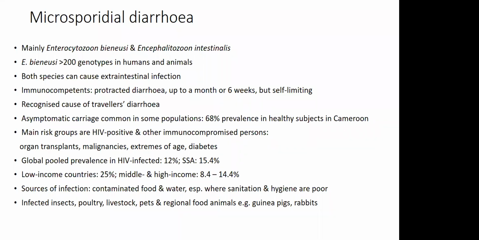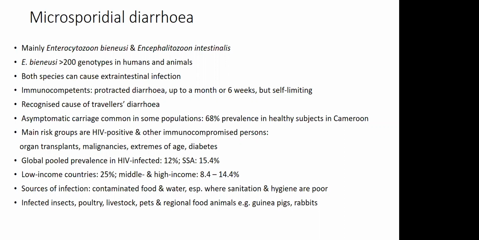Now, if you look at asymptomatic carriage, in some populations, in fact, it's remarkably high. A study from Cameroon showed that 68% of healthy volunteers in that country had carried microsporidia. But leaving aside the immunocompetent, the main risk group for microsporidial diarrhea are the HIV positives and other immunocompromised people, those with the usual organ transplants, hematological malignancies, chemotherapy patients, etc.